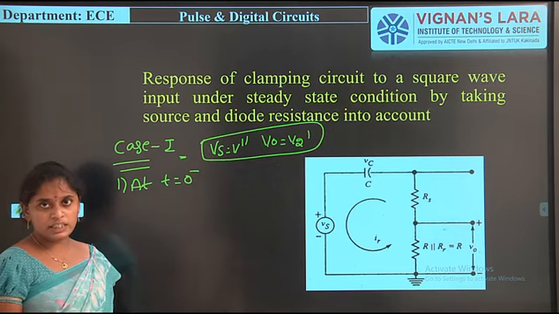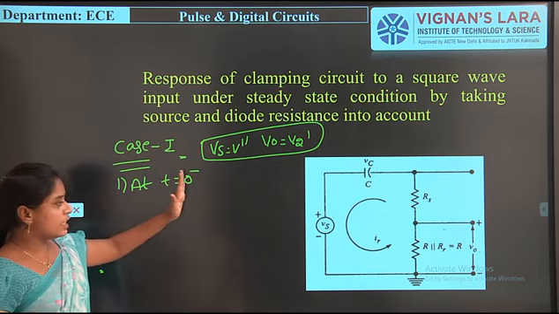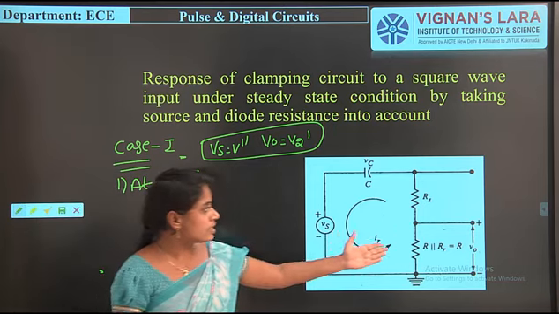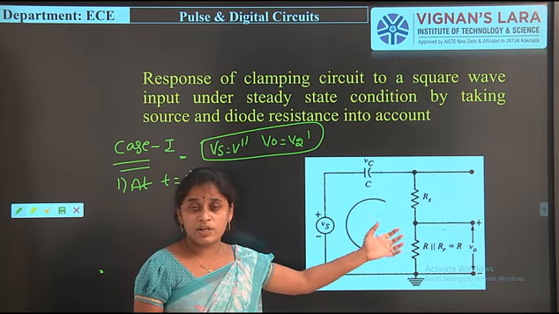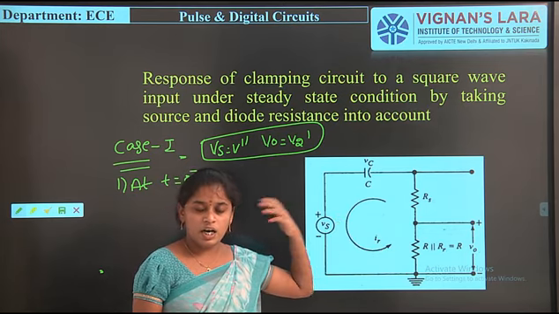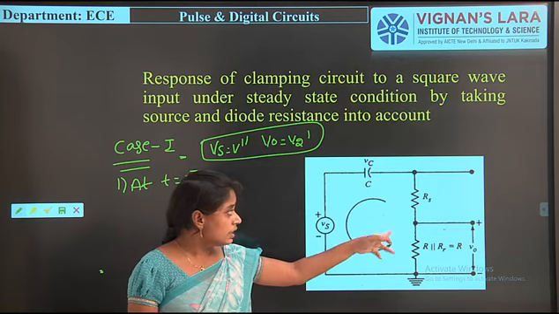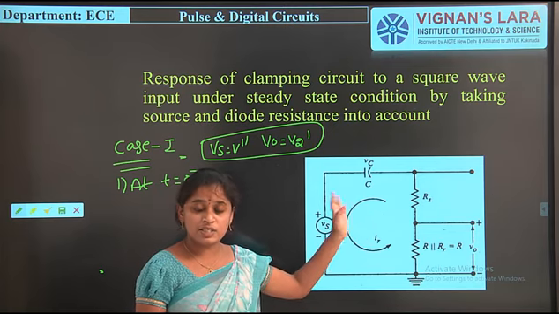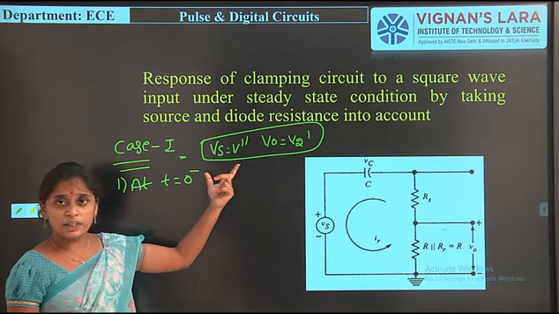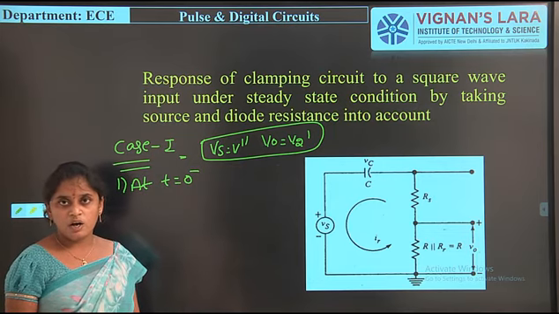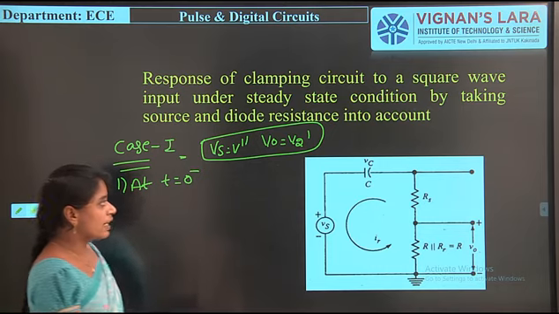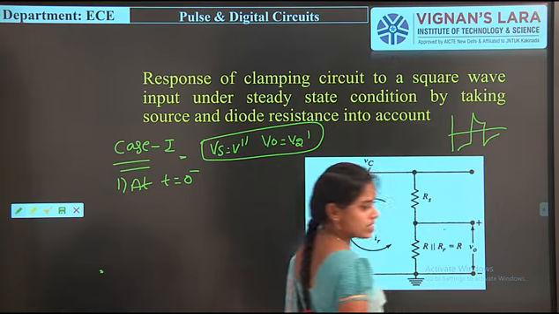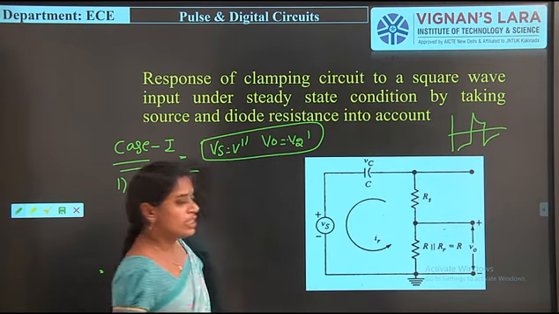After that I have to apply the KVL. First, in case 1, that is the t is equal to 0 minus condition, the diode is in off condition. When the diode is off, there is a reverse resistance, so the current flowing through this circuit is IR, the reverse current. In this time the input signal Vs is equal to V double dash and V0 is equal to V2 dash. Here V2 dash is generally in the negative direction, so in the output waveform we have to indicate that V0 is equal to minus V2 dash.